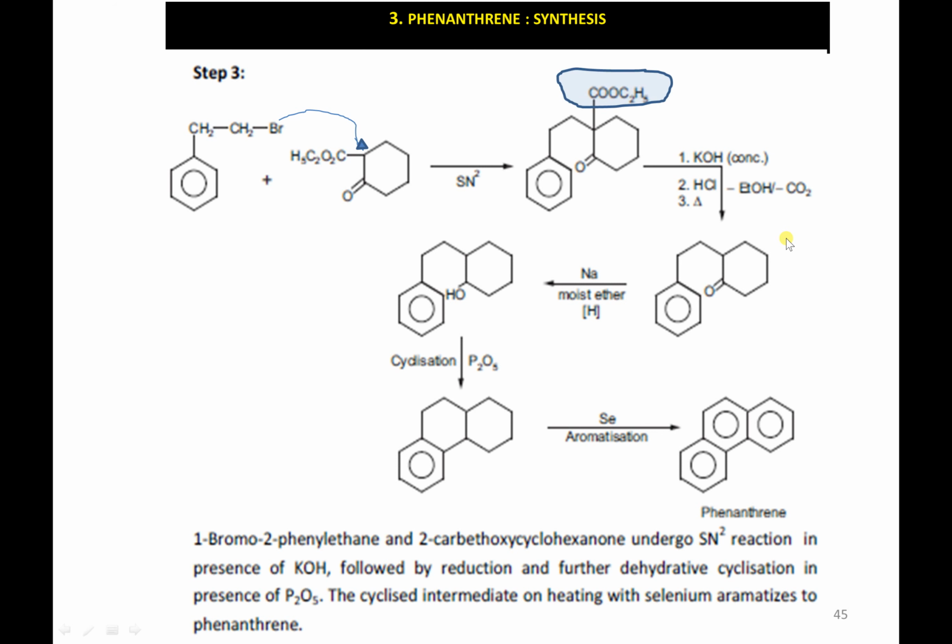Okay. Next step is, of course, with sodium in moist ether. This is slightly reduced to the OH, and then there is a dehydrative cyclization. This OH and H will go from here and this cyclization. So now you get a reduced type of system, which is then under selenium oxidation, aromatized to phenanthrene.